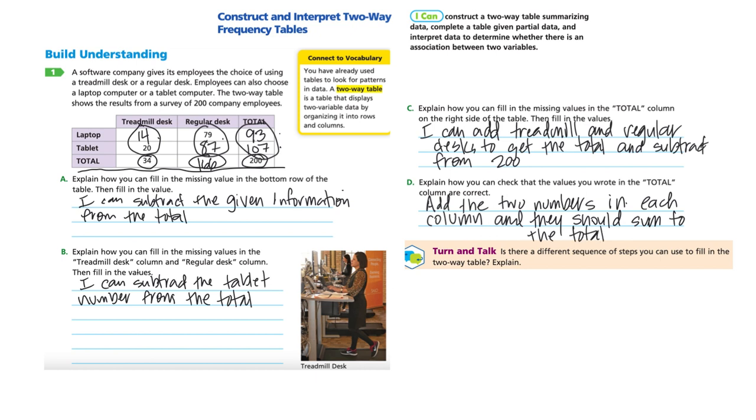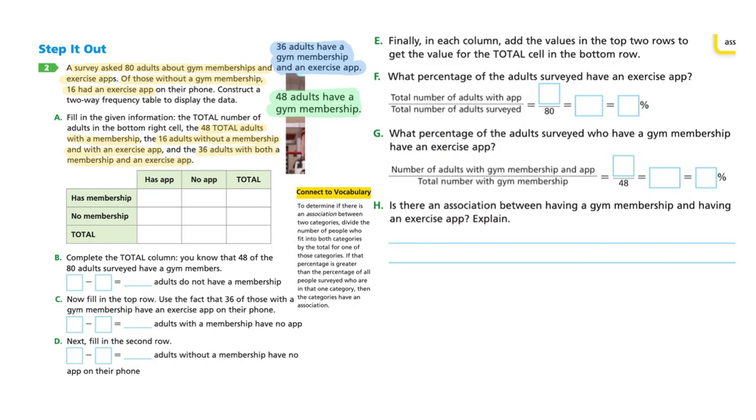So go ahead and try the turn and talk if you want, and then there is one more page that we're going to look at a little bit of, the step it out. All right, so let's look at the step it out briefly. Number 2, it says a survey asked 80 adults about gym memberships and exercise apps. Of those without a gym membership, 16 had an exercise app on their phone. Construct a two-way frequency table to display the data.